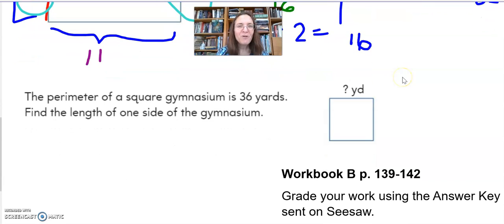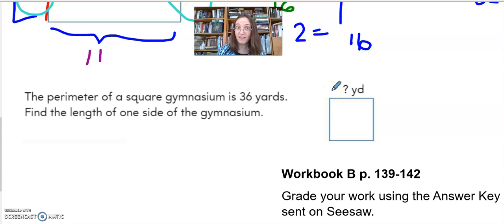The more creative you are, sometimes the harder your thinking is, but sometimes also you can make the math a little easier for yourself, and it really pushes you into thinking with deep understanding. So let's try this one right here. The perimeter of a square gymnasium is 36 yards. Find the length of one side of the gymnasium.